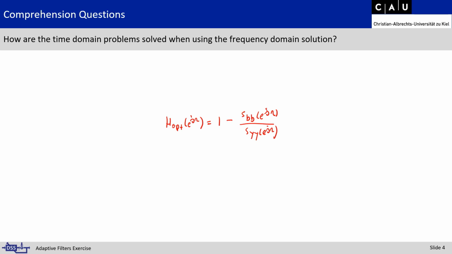And you see that this solution also needs two quantities like the time domain solution. But for none of them, a matrix inversion is necessary, so we got rid of that one inconvenience. But you also see that neither of the quantities requires access to the desired signal. And for both the PSDs that we need here, there exist methods to estimate them. Consequently, the frequency domain solution is the better choice for practical applications because we don't need access to the desired signal and we have methods to estimate all the quantities that we need.